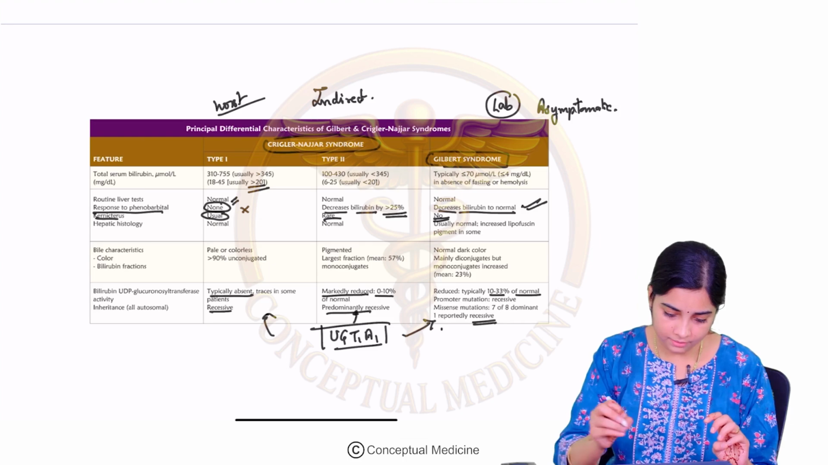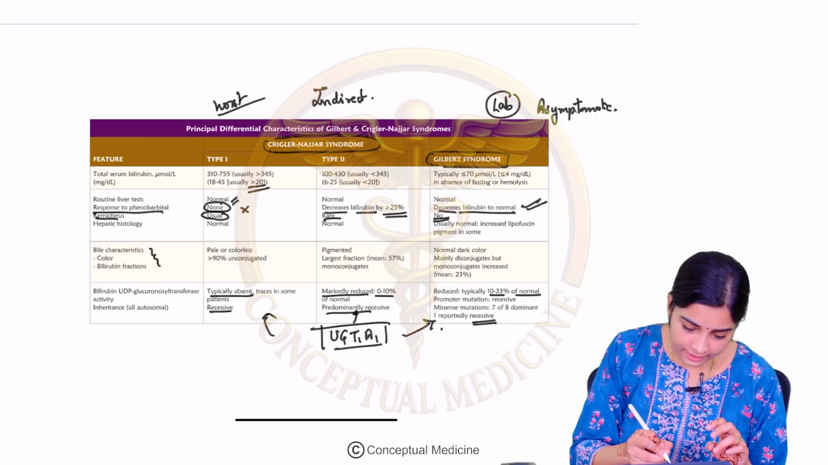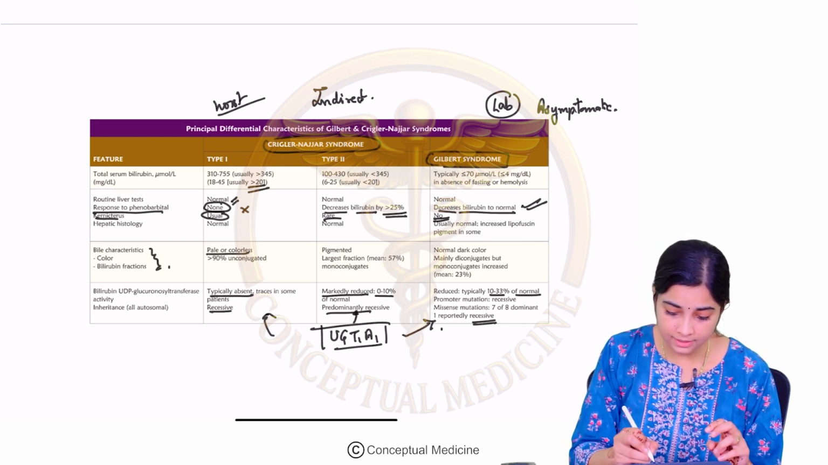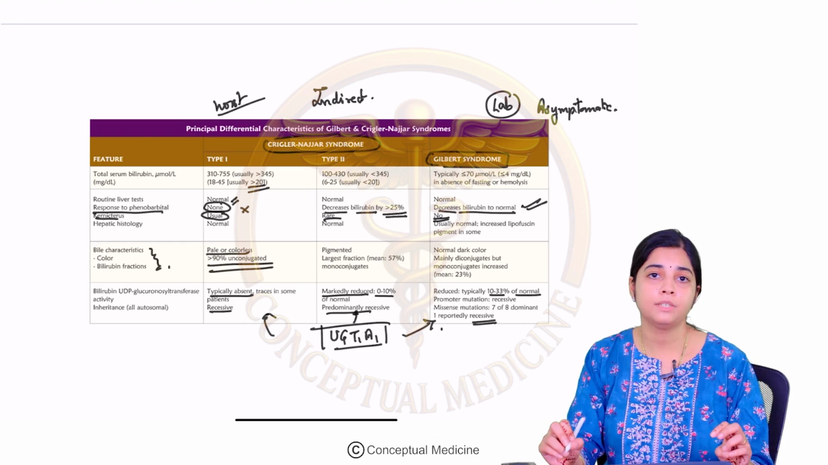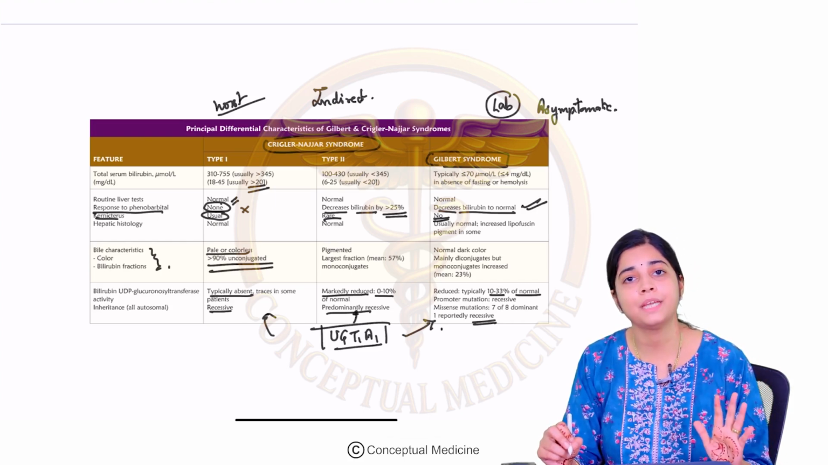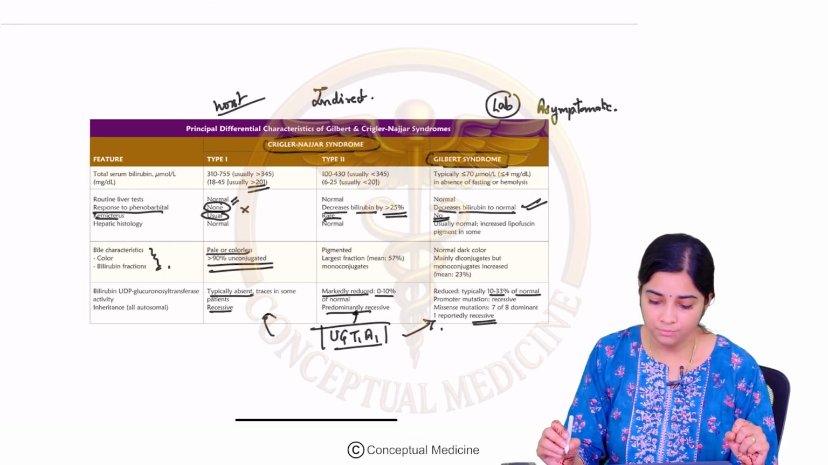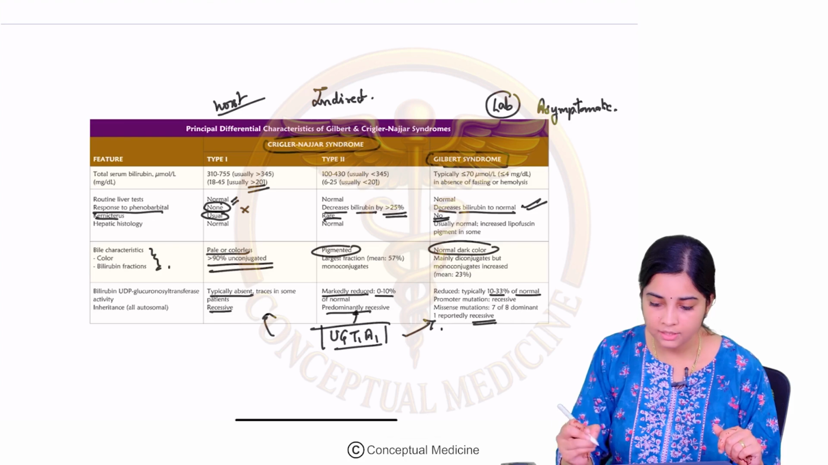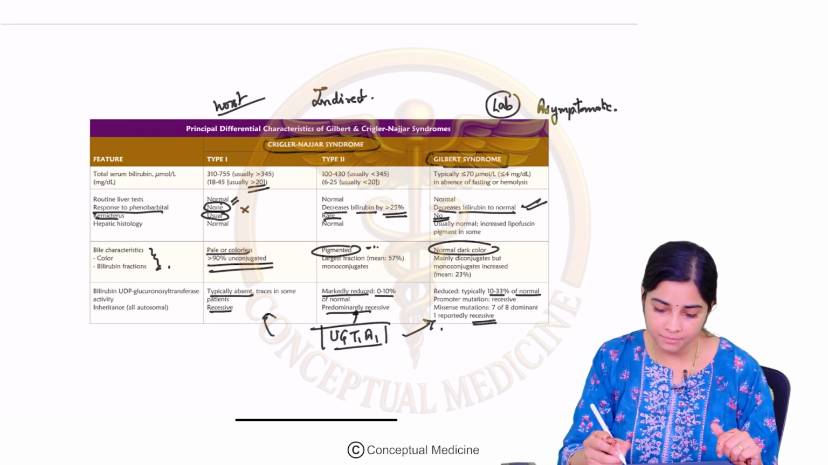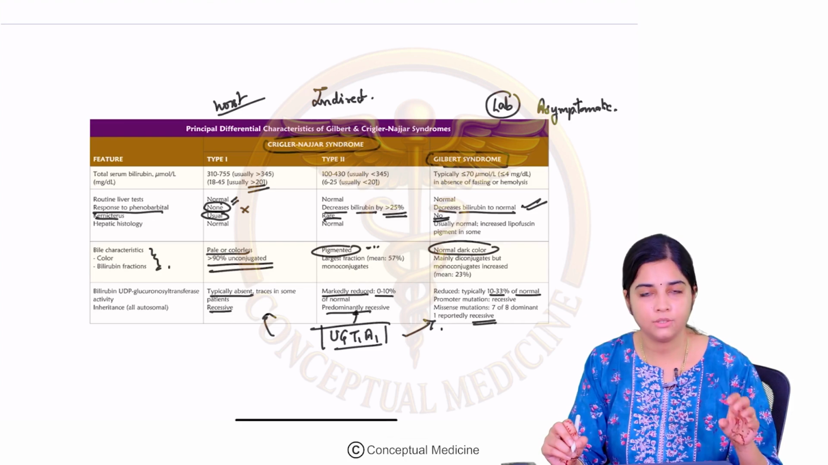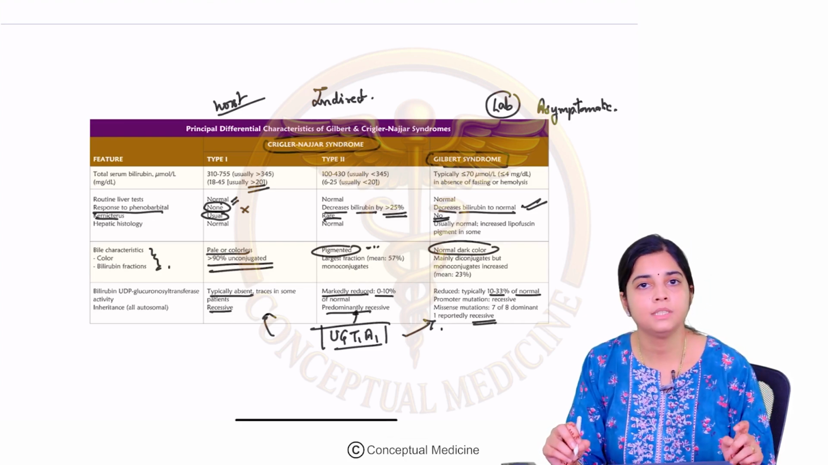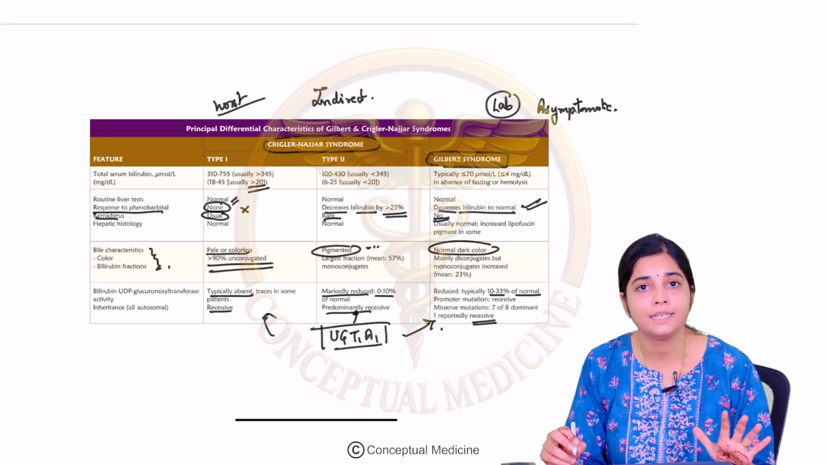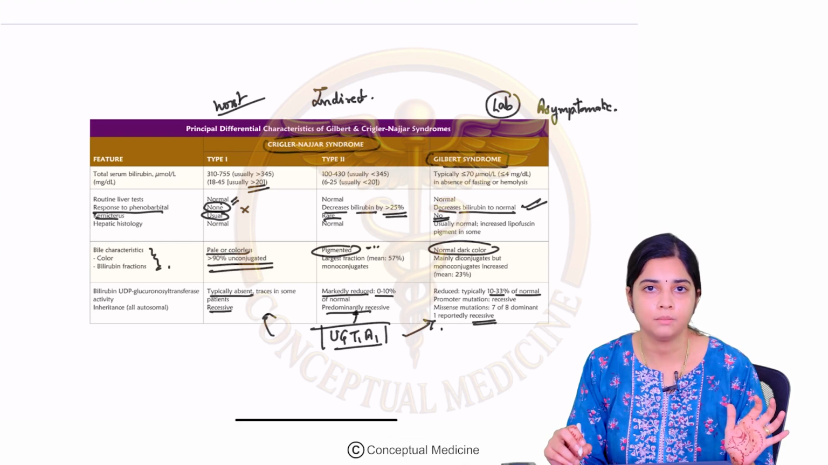Now, what about the bile characteristics? The bile is pale and colorless because unconjugated bilirubin is not soluble in bile. So bile is pale and colorless in Crigler-Najjar type 1. It can be pigmented, but the fraction is very less, in Crigler-Najjar type 2, and it is normal color in Gilbert syndrome. Okay, so this is about direct and indirect hyperbilirubinemias.